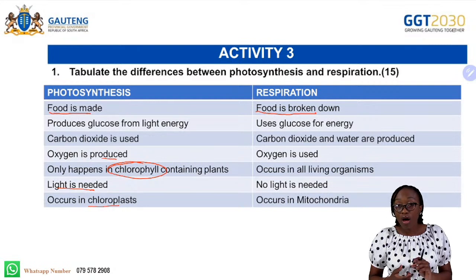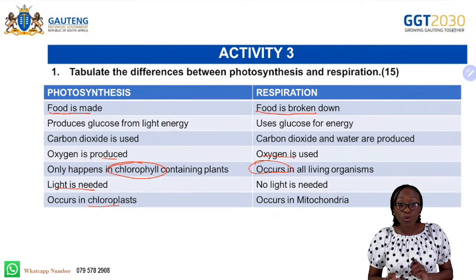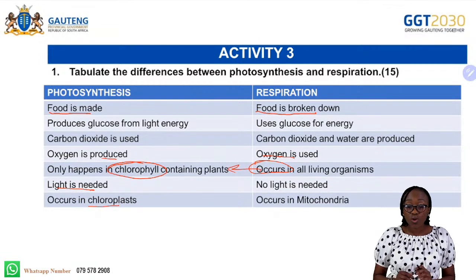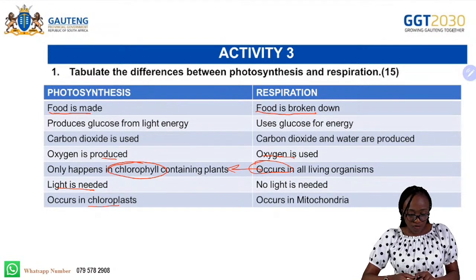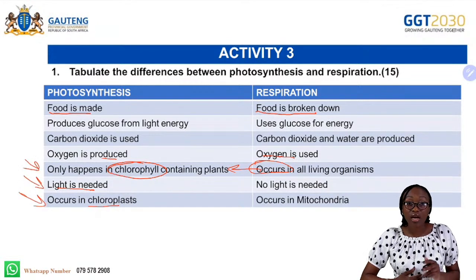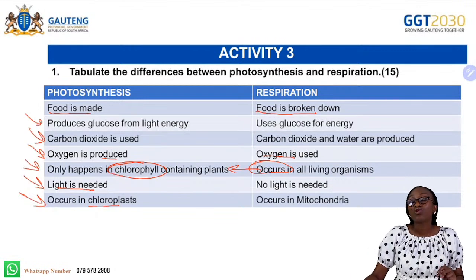With respiration, food is broken down. It uses glucose for energy. Carbon dioxide and water are produced. Oxygen is used and it happens in all living organisms. That is the difference here. And then no light is required and it occurs in mitochondria. So here we've got differences in where it happens, what is needed, and which organisms can perform this process. What is needed, what is used, and what is produced from the two processes.